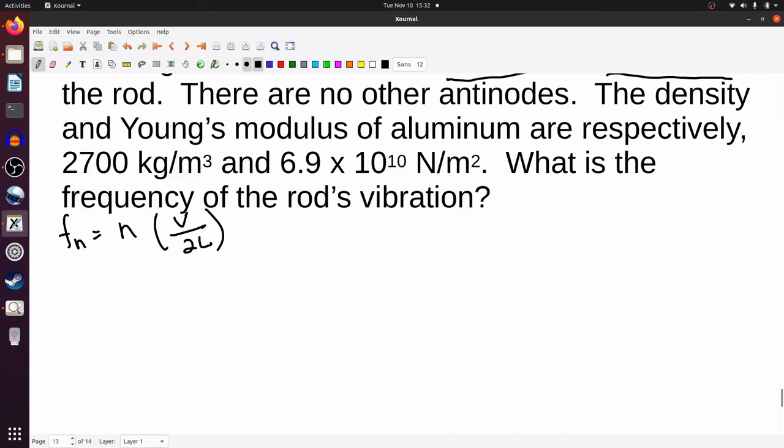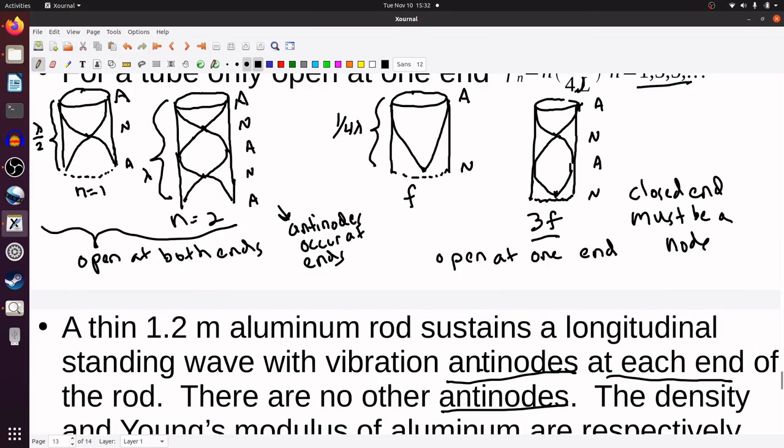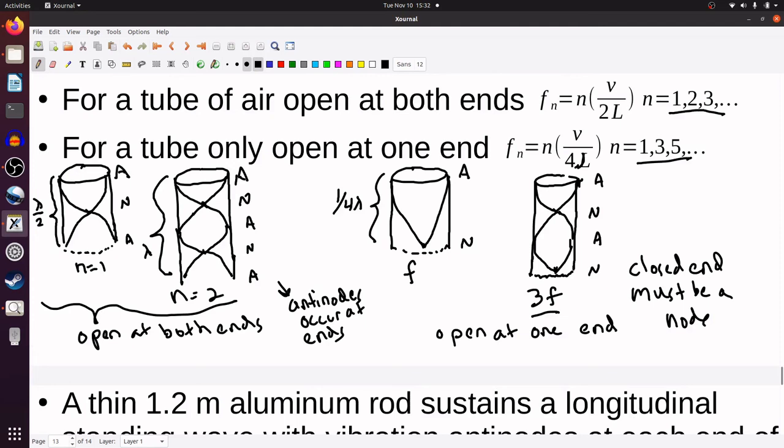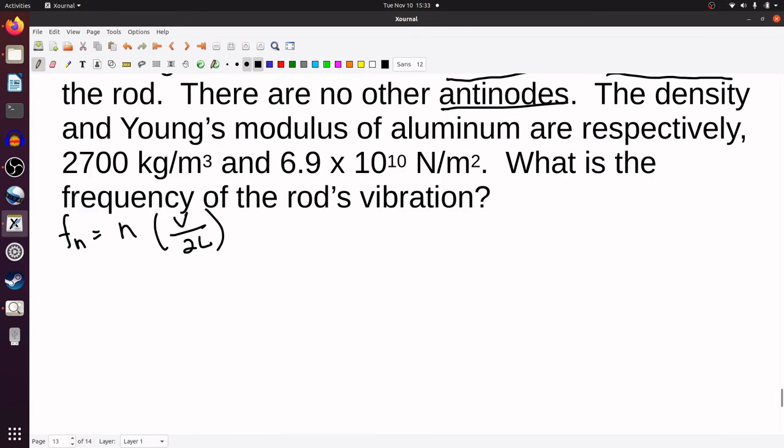But then what kind of harmonic are we on? Well, there's another way to figure that out. It says the ends are antinodes and there are no other antinodes. I've drawn two out here, where n equals 1 and n equals 2. With n equals 2, there is an antinode in between the two ends, which are antinodes, so that can't be it. The only one that's going to occur is at n equals 1, and so we also know now that n equals 1.